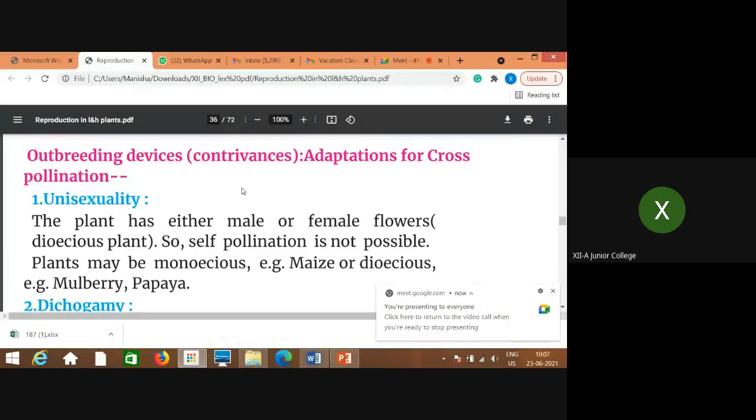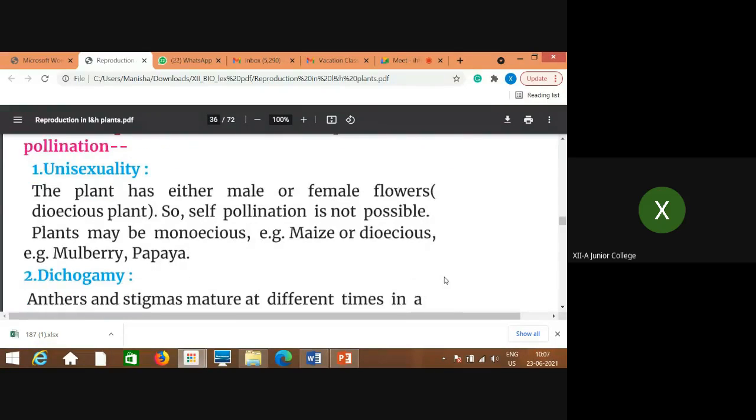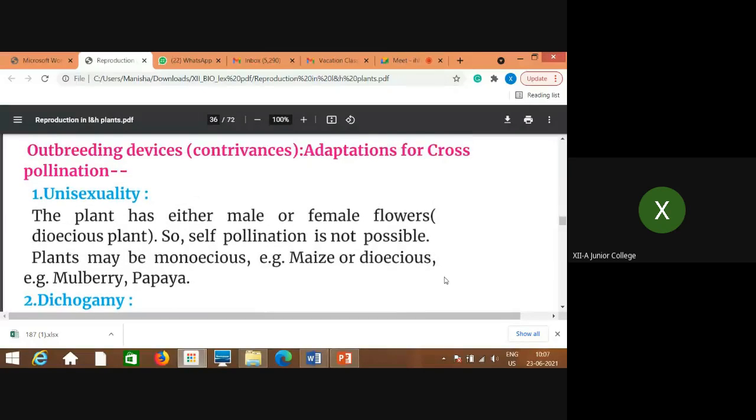Now we'll talk about the outbreeding devices, that means contrivances. That means the adaptations for cross-pollination. That means what is the reason that in these plants only cross-pollination is possible and self-pollination doesn't take place. First thing, now first reason, one by one we will see. So these are considered to be outbreeding devices, that means only cross pollination is possible and self pollination is not possible.